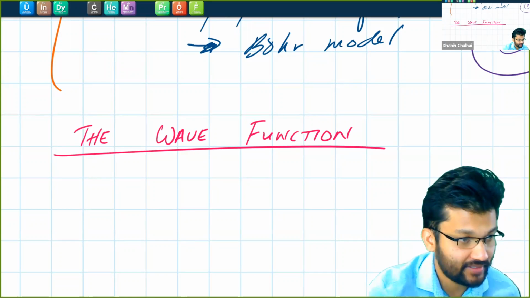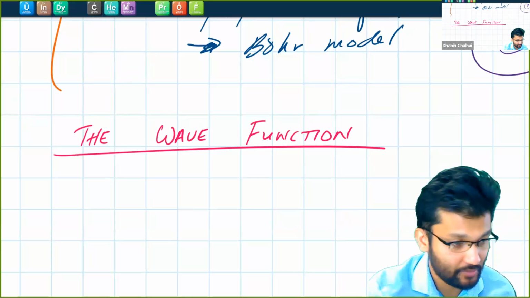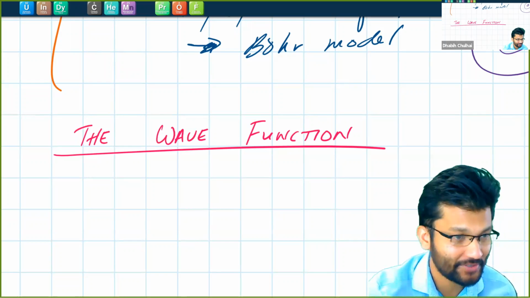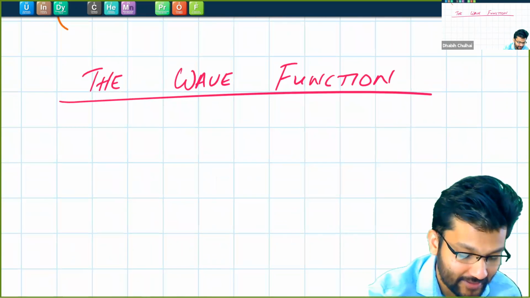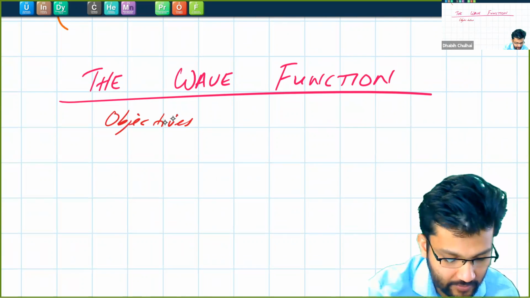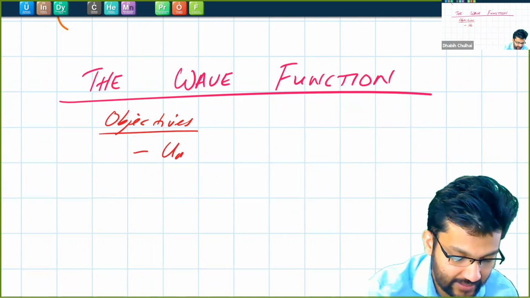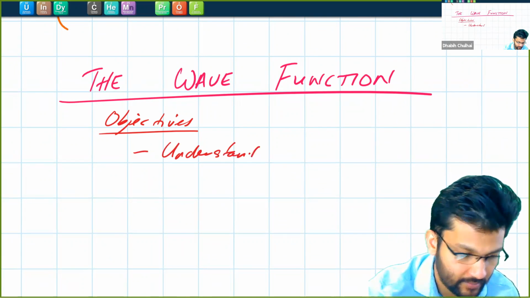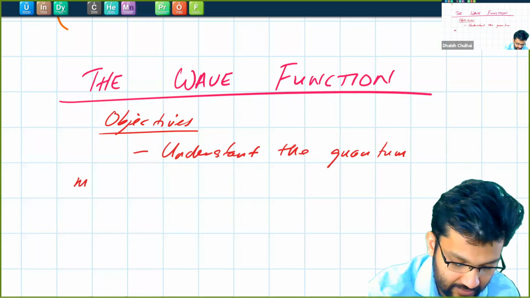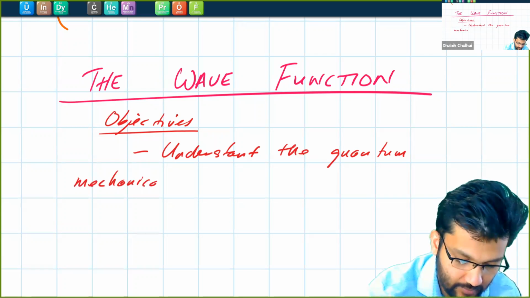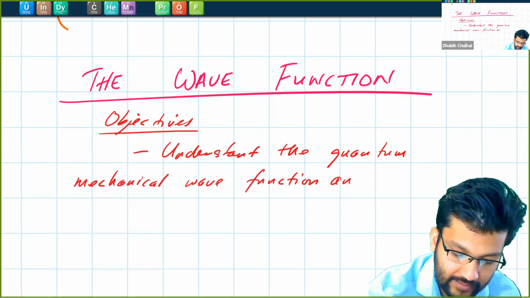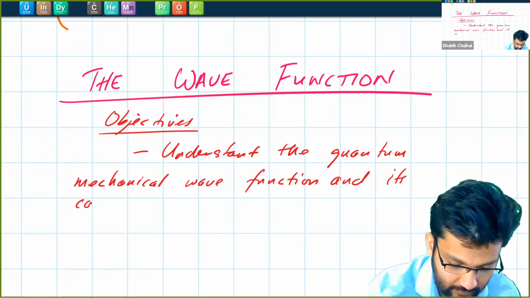Now, I want to point out that in your textbook, they spell wave function as one word. That's wrong. Wave function is two words. All right, so let's just look at some of the objectives for this bit here. We're just going to look at how to understand the quantum mechanical wave function and its constraints.